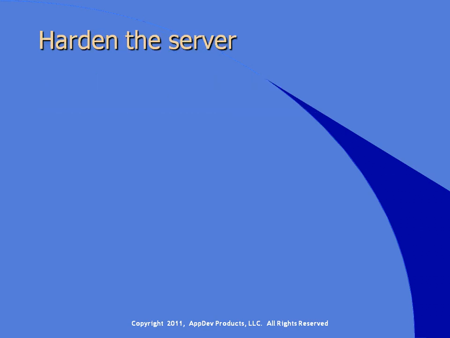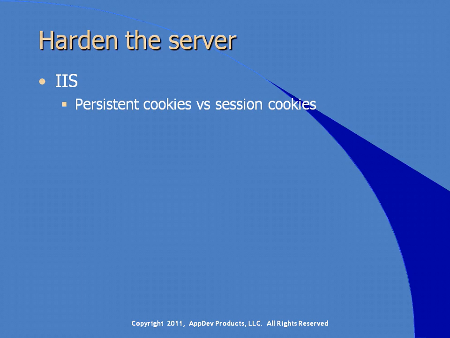Once you have your web applications configured, you'll want to harden the server. On the IIS side of hardening, you want to change persistent cookies to session cookies. Persistent cookies is the default setting for an IIS website. So let's talk a little bit about that. Session cookies. These are temporary cookie files which are erased when you close your browser.